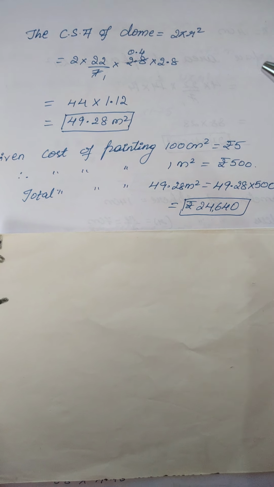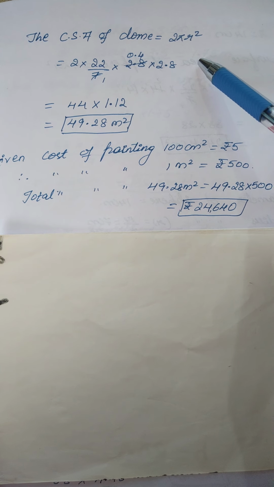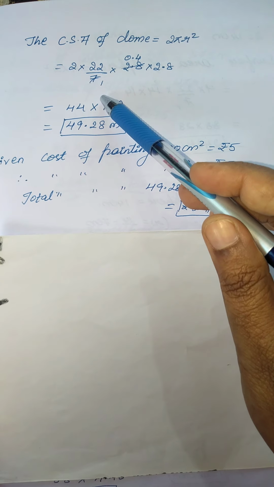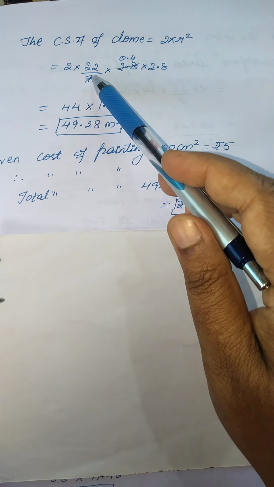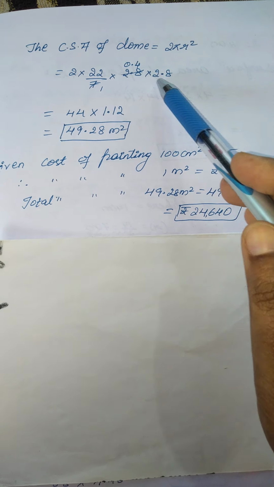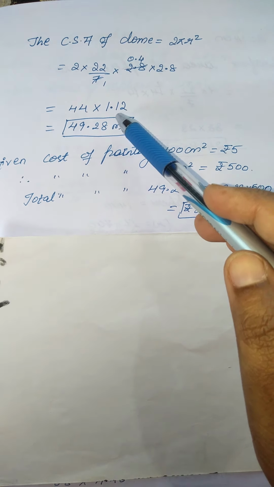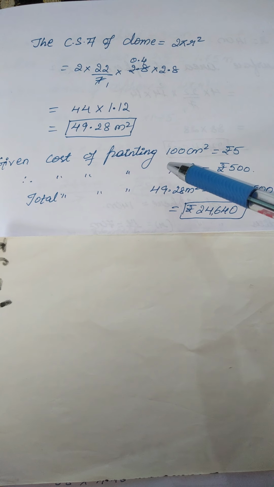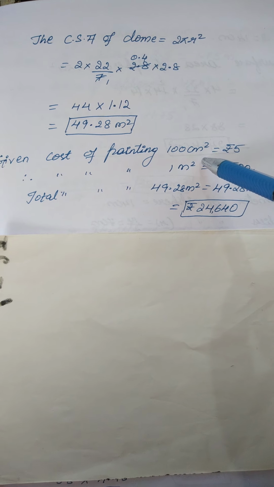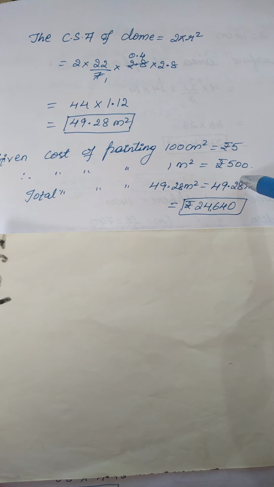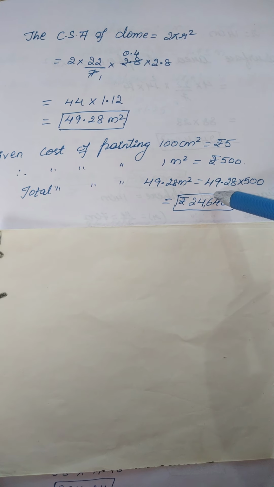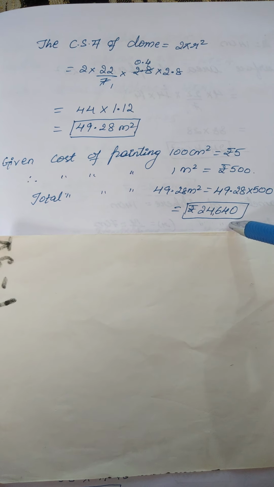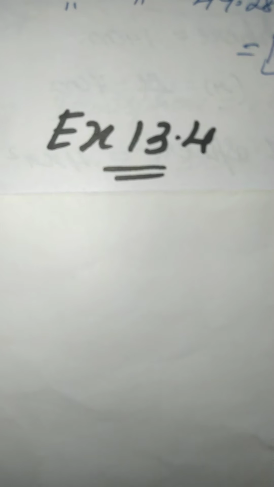Okay, now here is the CSA formula, 2 pi r square. On substituting the r value as 2.8 twice, cancellation, 7 ones are 7, 0.4s are, 22 into 2 is 44, 0.4 into 2.8 is 1.12. On further multiplication, I will get 49.28 meter square. It is per 100 centimeter square. So for 1 meter square it is rupees 500. Hence multiply 49.28 with 500, you will get the total cost as 24,640. Here gets completed with all the example sums.